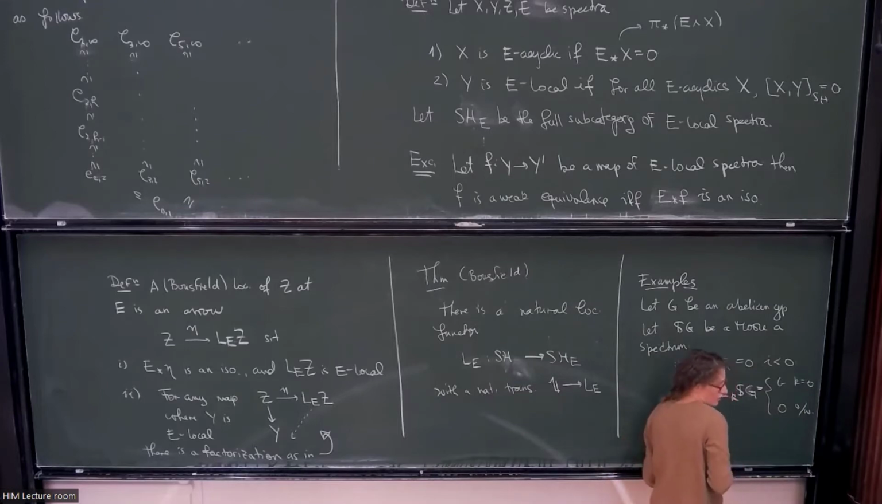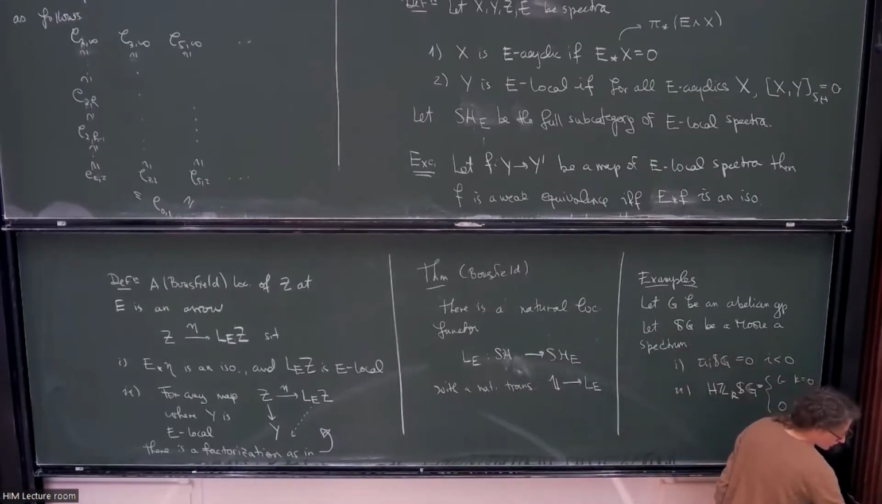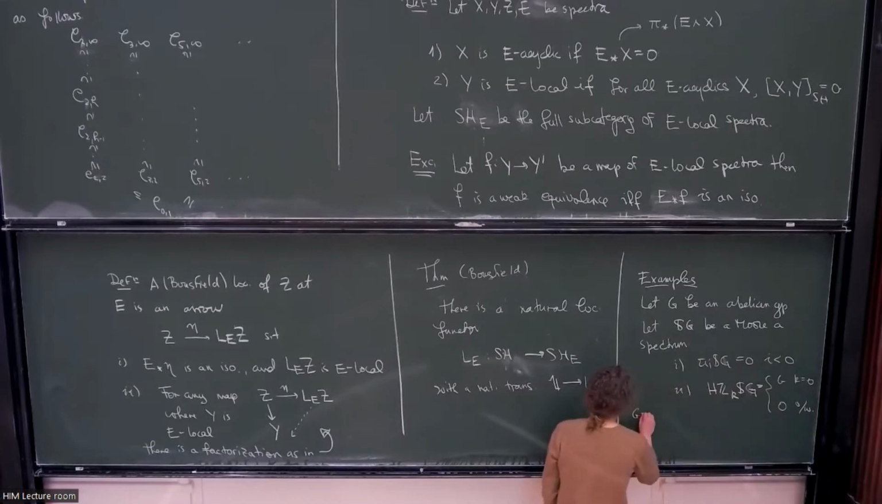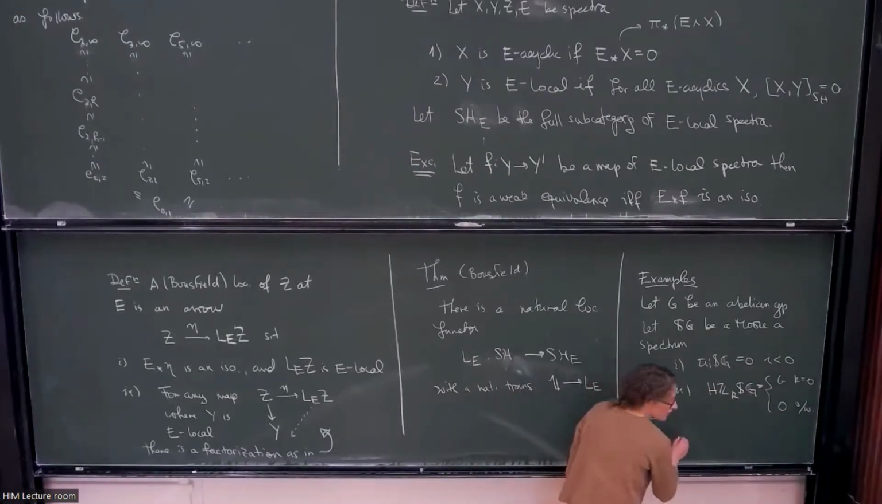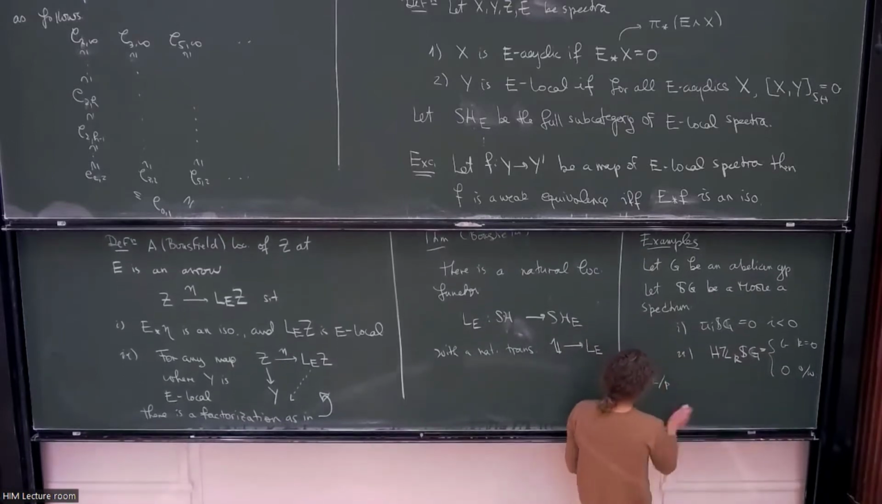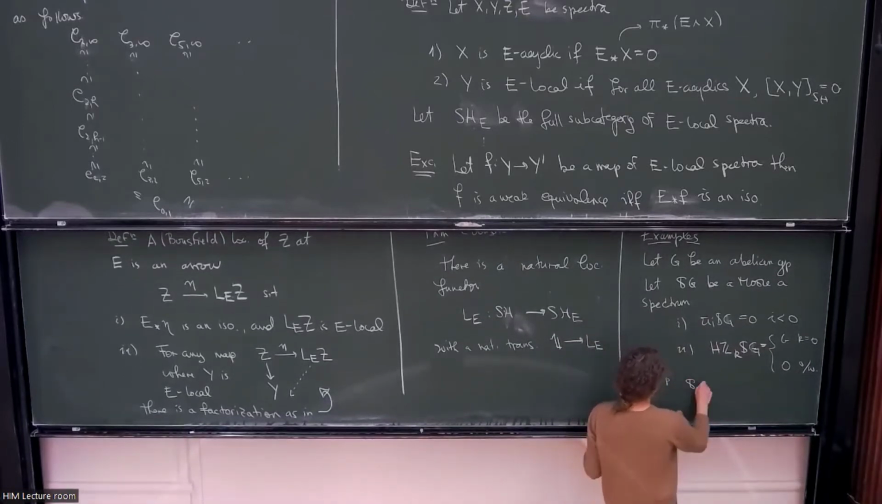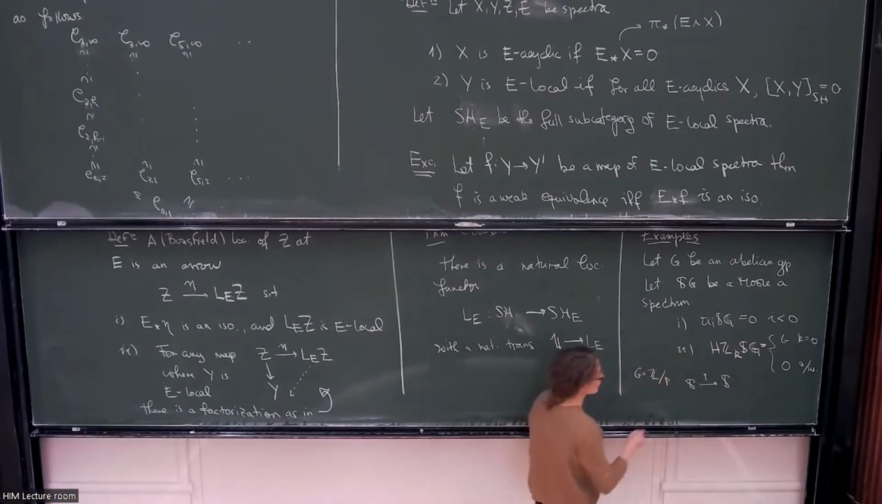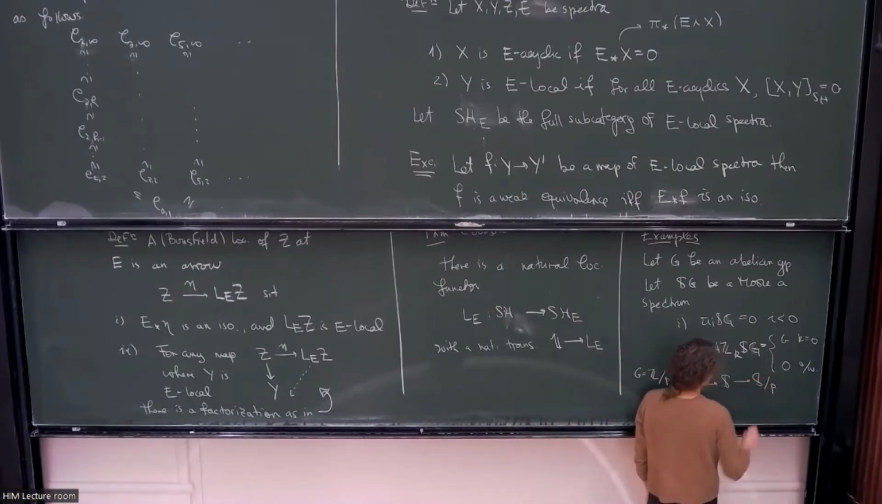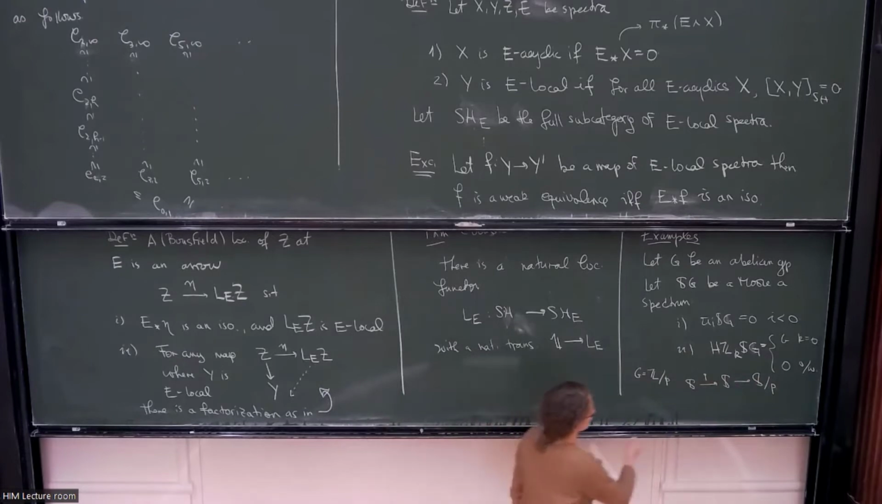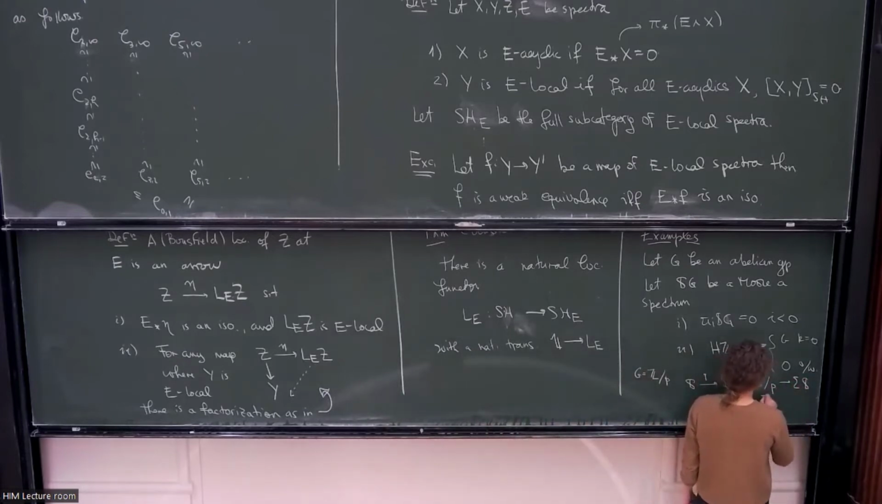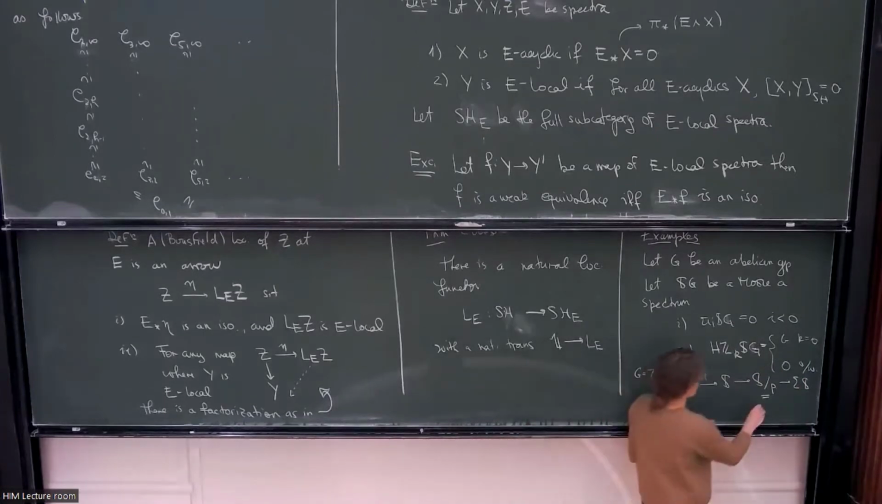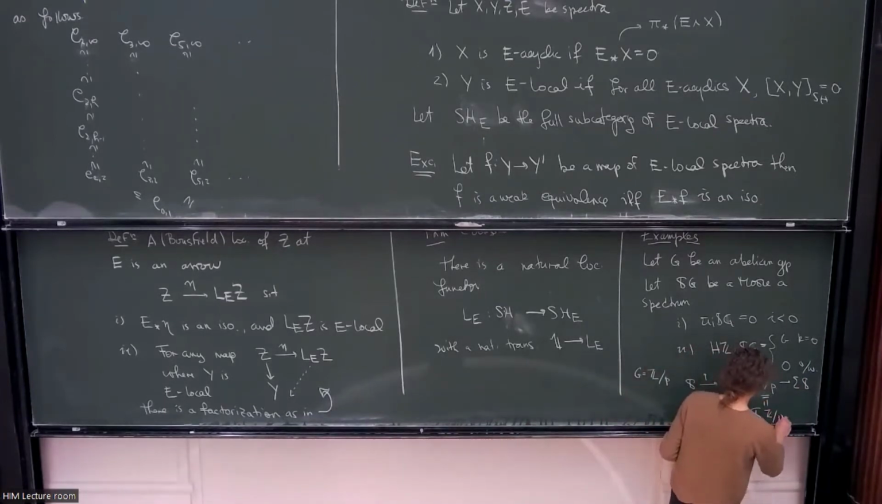Examples of Moore spectra: if you take G to be Z mod p, then you can construct it. You take the sphere spectrum, which has a self-map that on pi naught looks like multiplication by p, and then you take the cofiber. It fits in a triangle like this, and this object is a Moore spectrum for Z mod p.